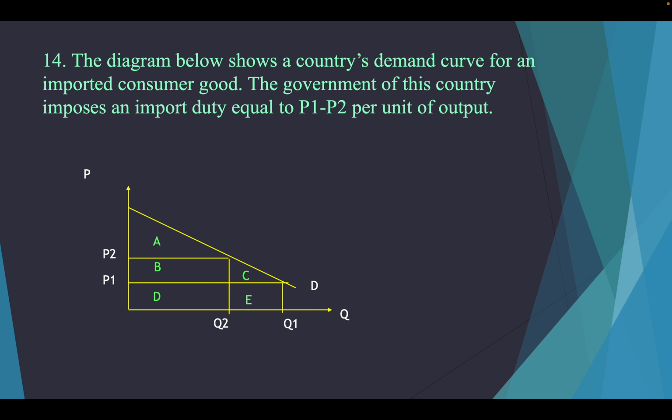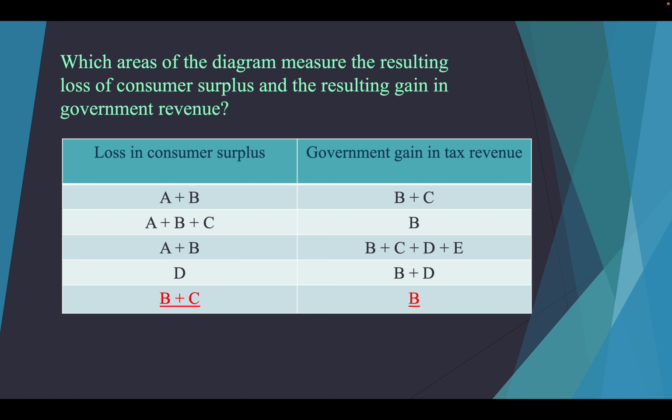Then 14th question. The diagram below shows a country's demand curve for an imported consumer good. The government of this country imposes an import duty equal to P1 to P2 per unit of output. Here at the equilibrium price P1, the quantity is Q1. Then the government imposes the tax, that means the price becomes P2, and the quantity is Q2. They ask which areas of the diagram measure the resulting loss of consumer surplus and the resulting gain in government revenue.